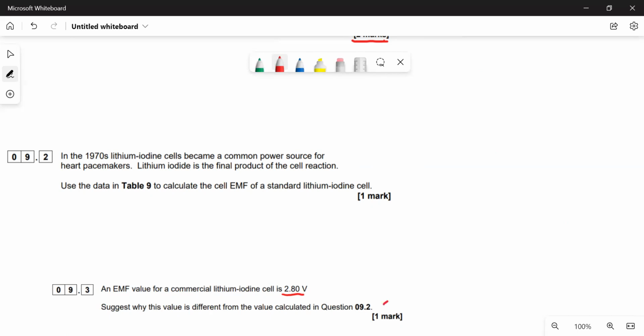Well, for 9.2, we used standard values, didn't we? Standard conditions. And obviously, there aren't standard conditions in the battery. The ion concentrations are different, so the EMF is different.